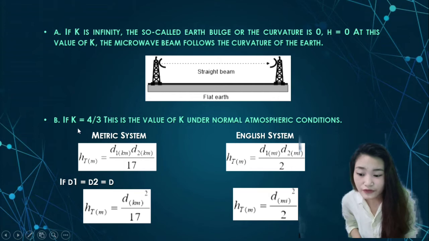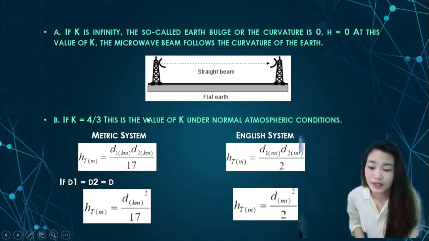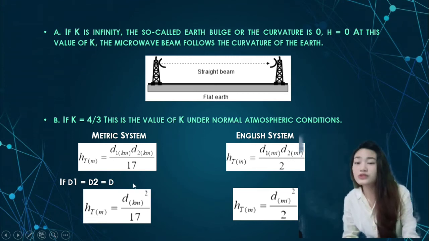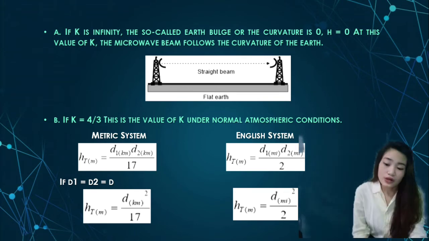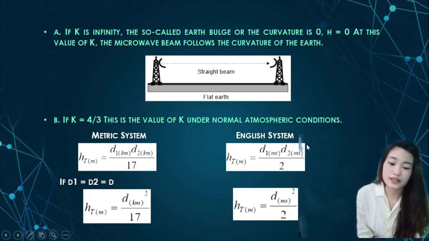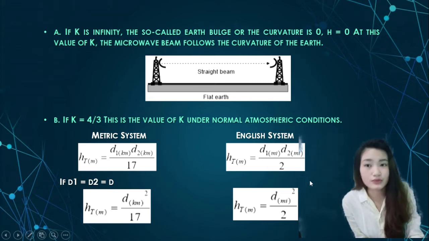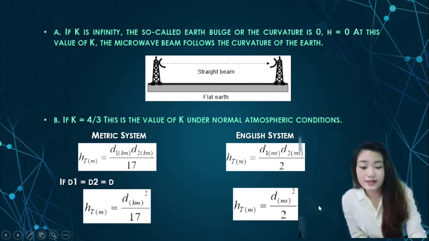Letter B, if K is equals to 4/3, this is the value of K under normal atmospheric conditions. In metric system, Ht in meters is equals to D1 times D2 in kilometers, all over 17. And if D1 is equals to D2 is equals to D, Ht in meters is equals to D squared in kilometers, all over 17. In English system, Ht is equals to D1 times D2 in miles, all over 2. And if D1 is equals to D2 is equals to D, Ht is equals to D squared in miles, all over 2.